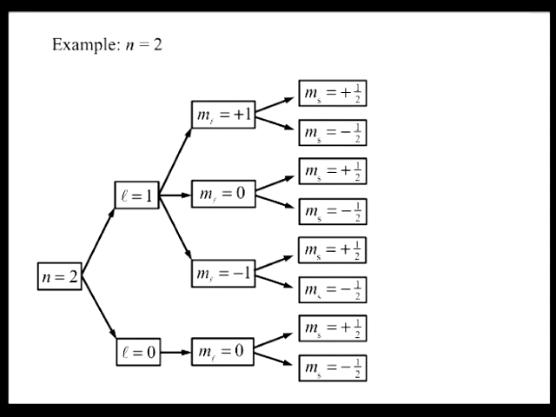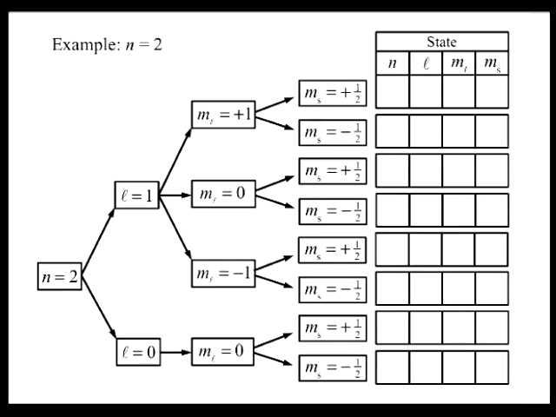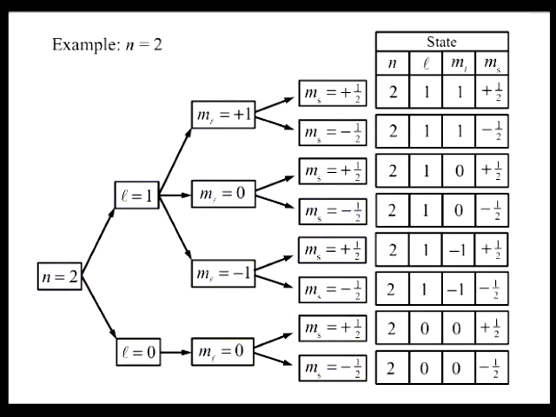We can now identify the allowed quantum states with a sequence of 4 numbers: n, l, ml, and ms. Starting from the top, we have 2, 1, 1, plus 1/2, then 2, 1, 1, minus 1/2. Next, it's 2, 1, 0, plus 1/2, and then 2, 1, 0, minus 1/2, and so on, accounting for all possible states. For n equal to 1, we only had 2 possible states. For n equal to 2, we have 8 possible states. For n equal to 2, all of these states have the same energy when there is no external magnetic field.